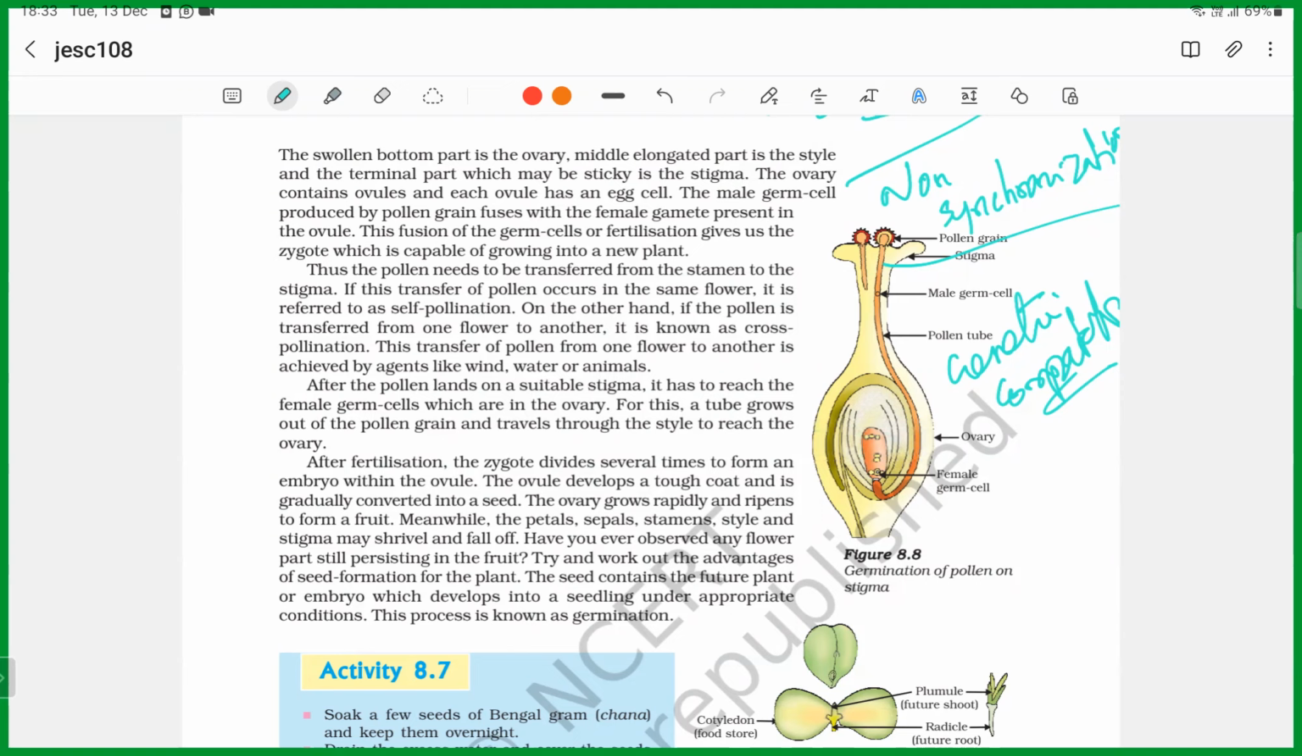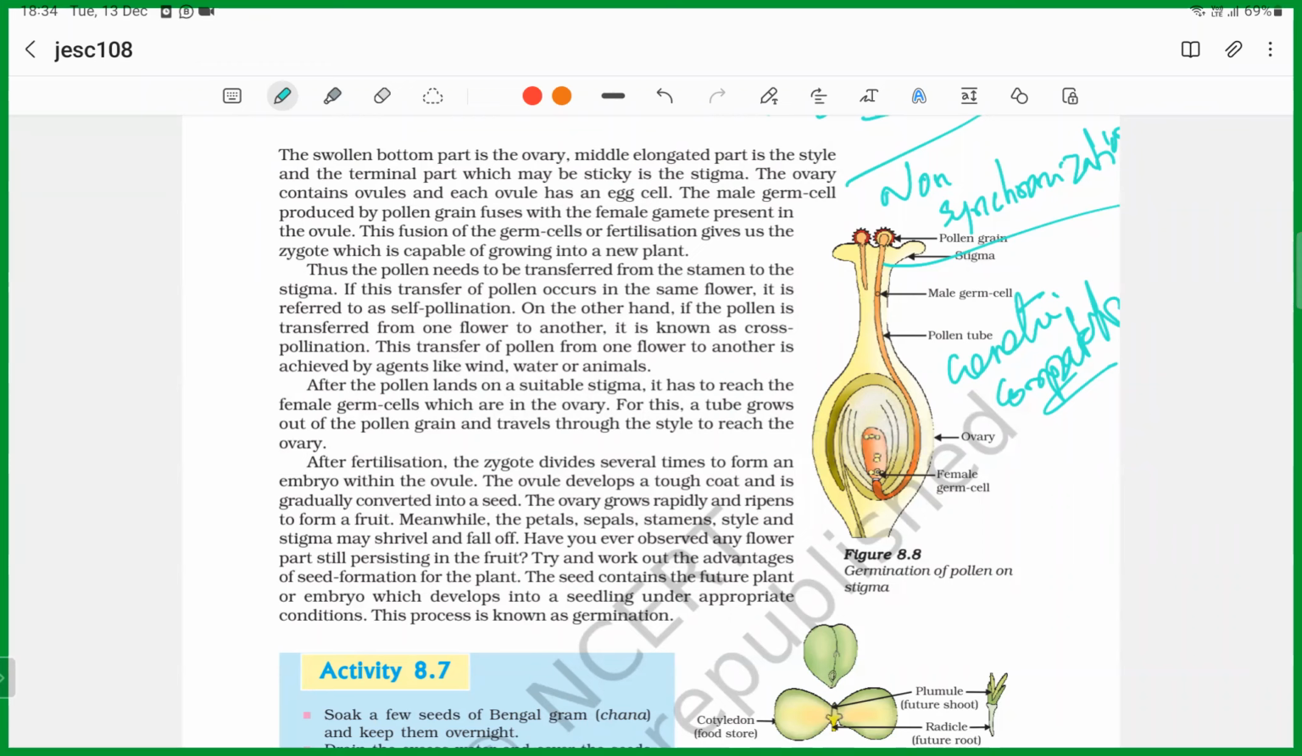Now fertilization, as we discussed, cross fertilization and self fertilization. What is self pollination, cross pollination? Self-pollination is between the organs of the same flower, or in the flowers of the same plant. Okay, very good. Now let me ask you one question.